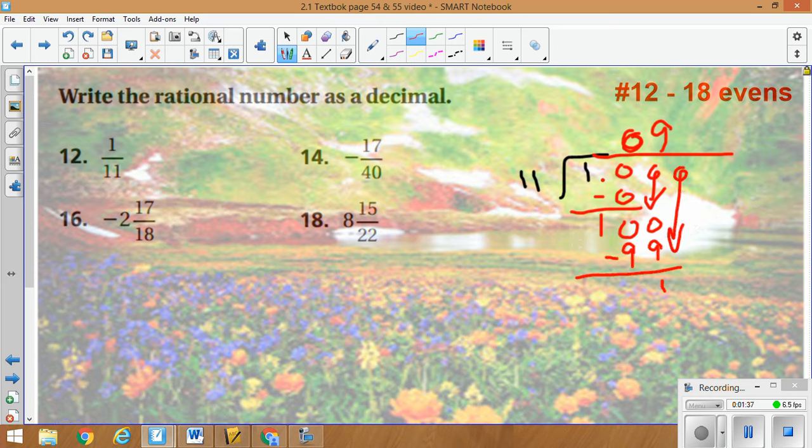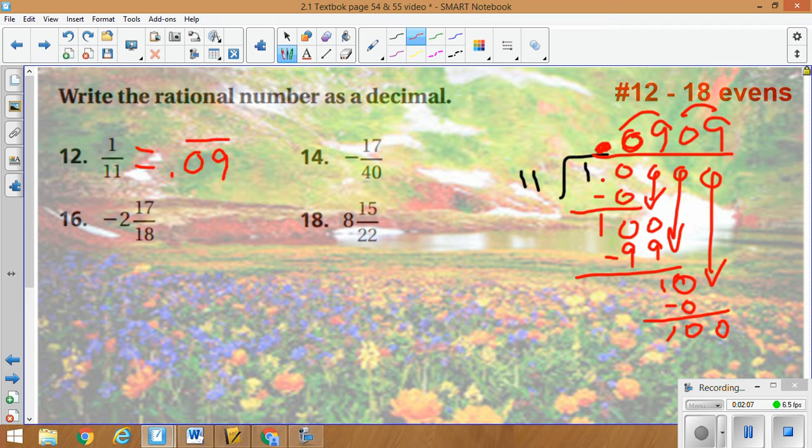Add a 0 and bring down. 11 goes into 10 0 times. Subtract, we get 10. Add a 0 and bring down. 11 goes into 109 times, and hopefully you're starting to see the pattern that it's 09 that's going to repeat. Decimal goes straight up. So 1 over 11 is equal to 9 hundredths, repeating. If you need the work here to the right, please pause your video because I will be erasing this now.